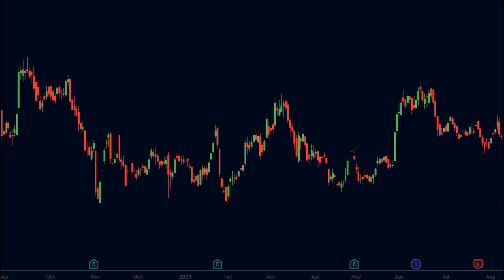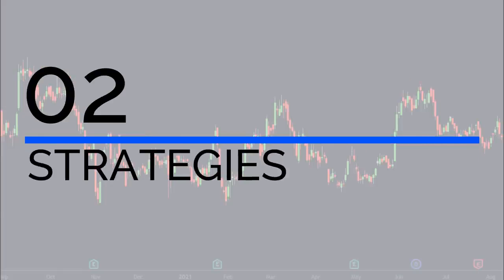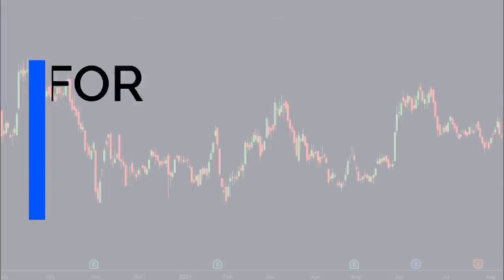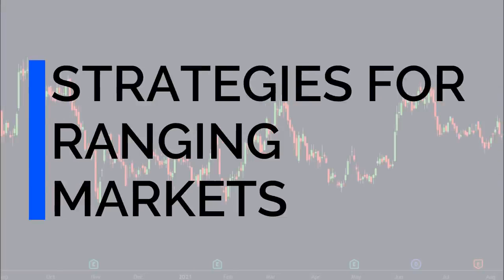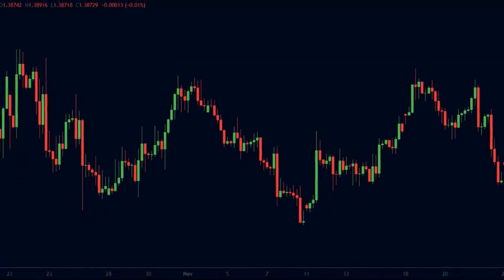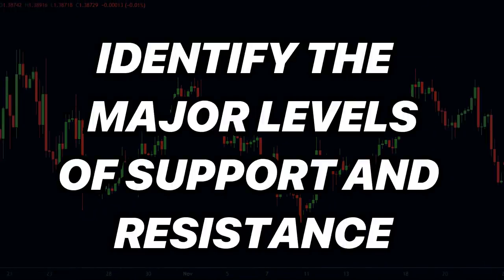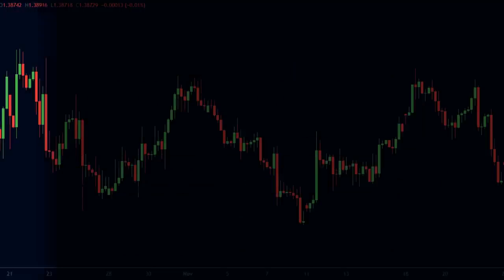Now that we have understood the phases of the market, let's examine different strategies that we can apply to different market phases. So here are some strategies for a ranging or sideways market. In a ranging market, our first job is to identify the major levels of support and resistance.